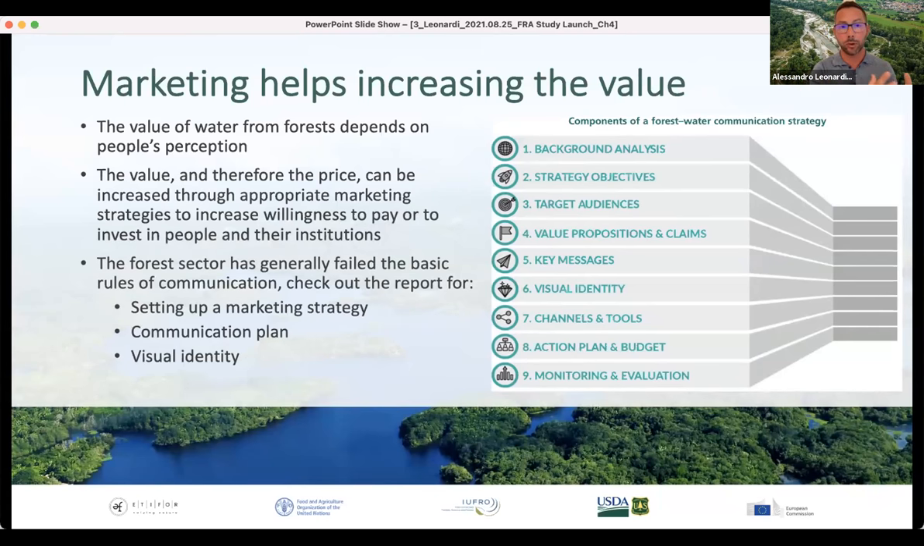Of course, our targets are people, but also institutions that are driving investments, payments, and so on. The forest sector has generally failed the basic rule of communication by focusing on negative messages and so on. So we provide a set of tools within the report, first by setting up a marketing strategy. So we explain the basics of this, how to set up a communication plan and also visual identity. These 3 are the main components of a great marketing strategy. Marketing is sometimes defined as making change happen. So please remember to use economics and marketing in order to increase the value of our forests.